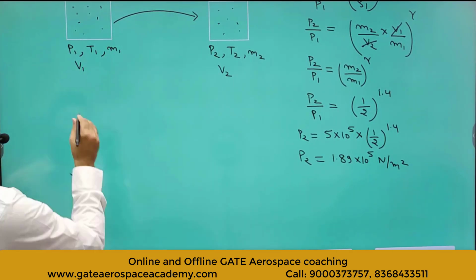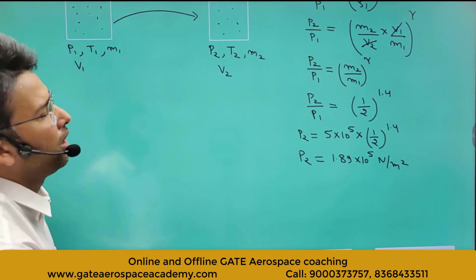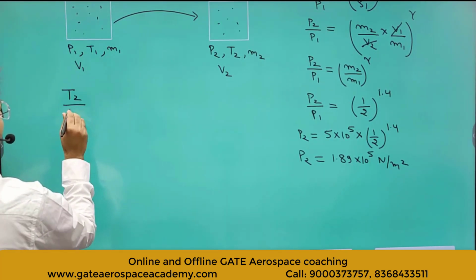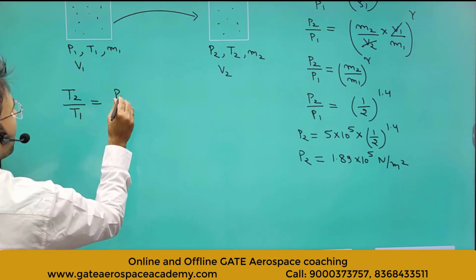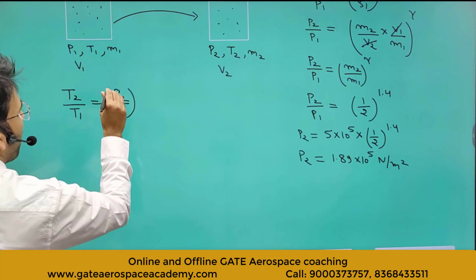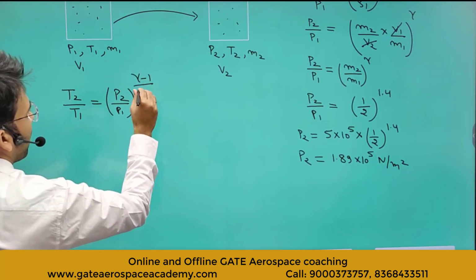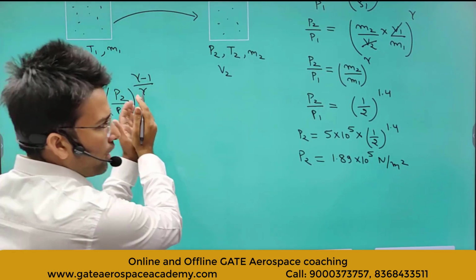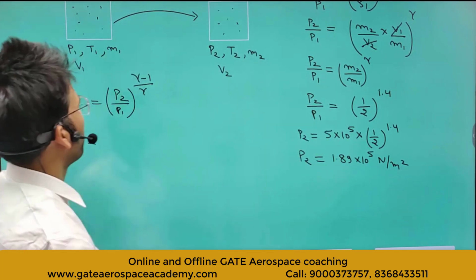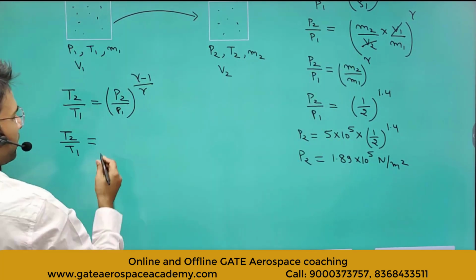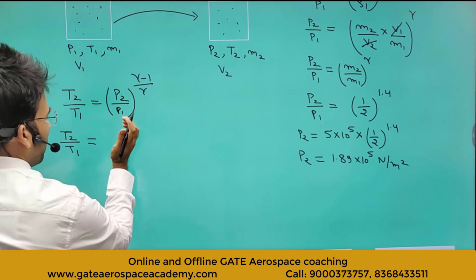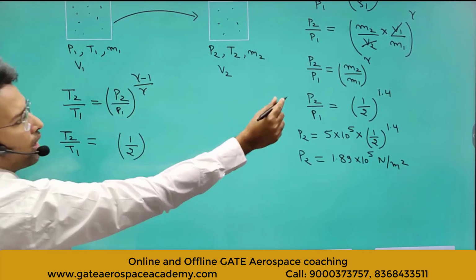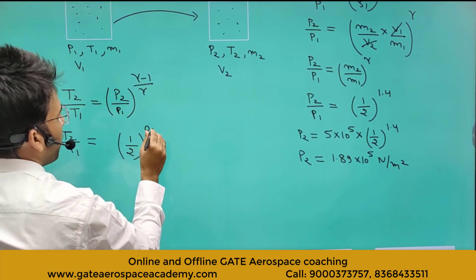Right? Now for temperature T2, we can again apply the isentropic relation between pressure and temperature. So T2 by T1 is equal to P2 by P1 power raised to gamma minus 1 upon gamma. P2 by P1, this ratio we already have, half power gamma. So it will be 1 half power gamma minus 1. Gamma and gamma will get cancelled out. Gamma minus 1 is 0.4.